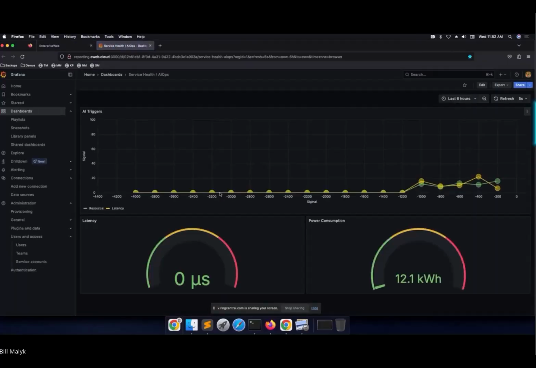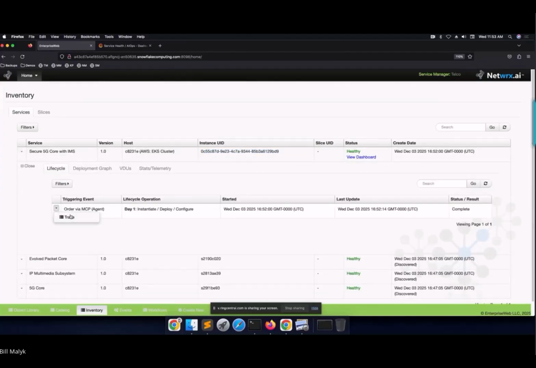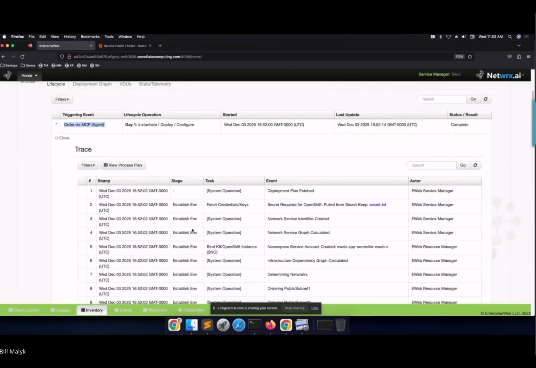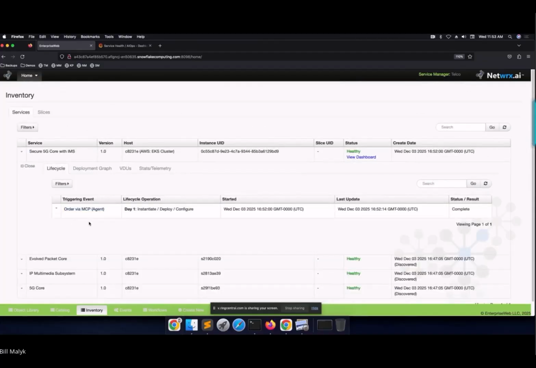We've got a dashboard that it actually stood up. So there's observability that was configured around this. So I can actually get a dashboard in Grafana of how this service is performing. And there's a nice audit trail here in EnterpriseWeb of everything that was done in relation to that MCP order, right? So at a very fine level. It supports all the trace you might want.